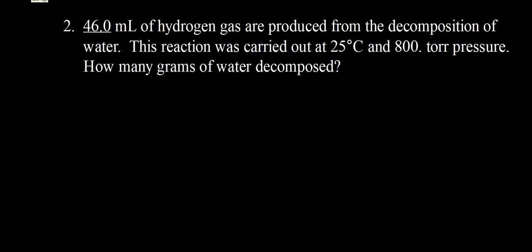We have 46.0 milliliters of hydrogen gas produced from the decomposition of water. This reaction was carried out at 25 degrees Celsius and 800 torr pressure. I believe it's written differently in your notes. I want you to answer this question, not the one that's in the notes. How many grams of water decomposed? So it doesn't really matter, but let's go with liquid water in this reaction. Go ahead and pause the video and set this up.